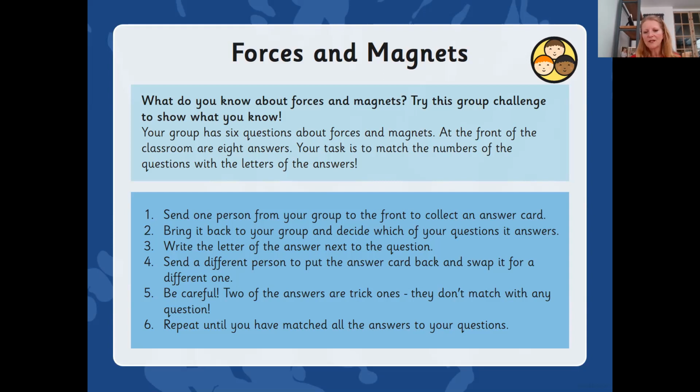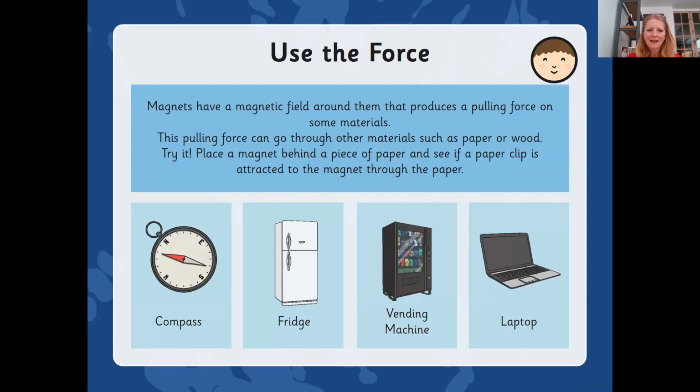Okay, so really we would be doing this in class, but just see if you can match the answers to the questions. 2 of the answers are trick ones. They don't match any of the questions. Okay, and see if you can find all of the answers. Okay, so magnets have a magnetic field around them that produces a pulling force on some materials. Can you remember which those materials are? What does it have to have in it if it's going to be attracted to a magnet?